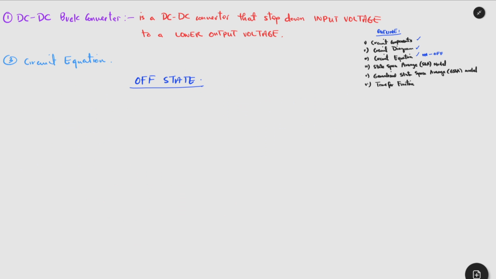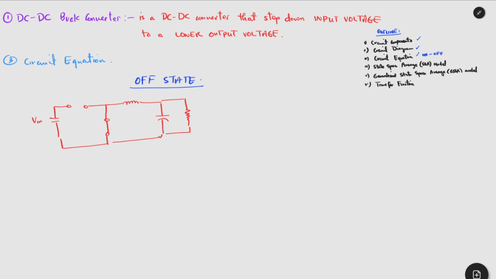During the off state, now we can have the circuit, a complete circuit, such that the switch will be off, and the switch is nothing but the MOSFET. And when the MOSFET is off, we have the V in. Now the diode will conduct. Therefore, we can have a closed circuit for the diode. And now we have the inductor, we have the capacitor, and we have the resistor.